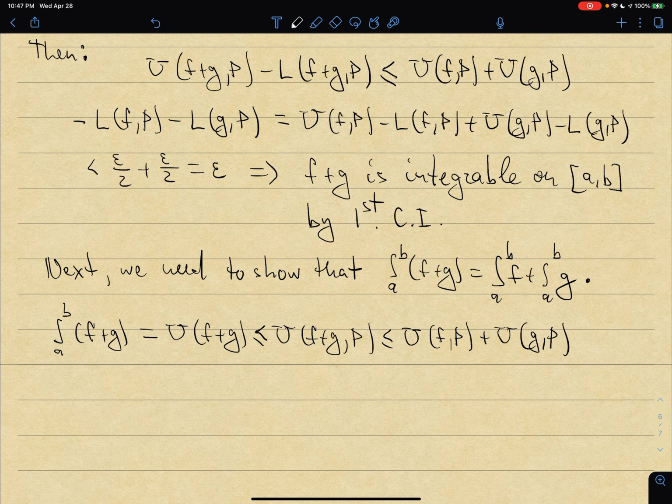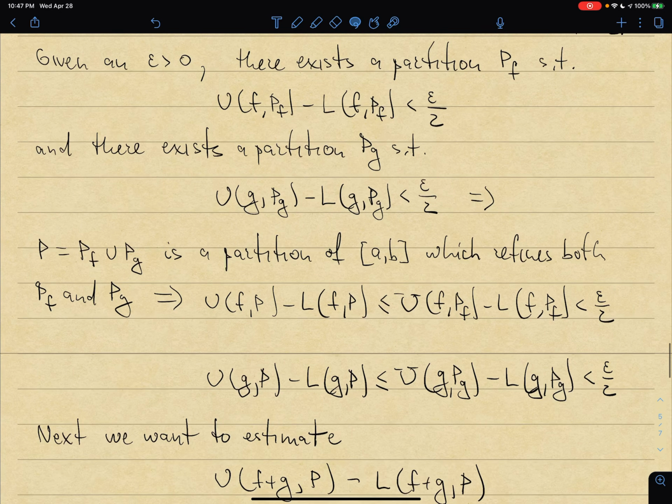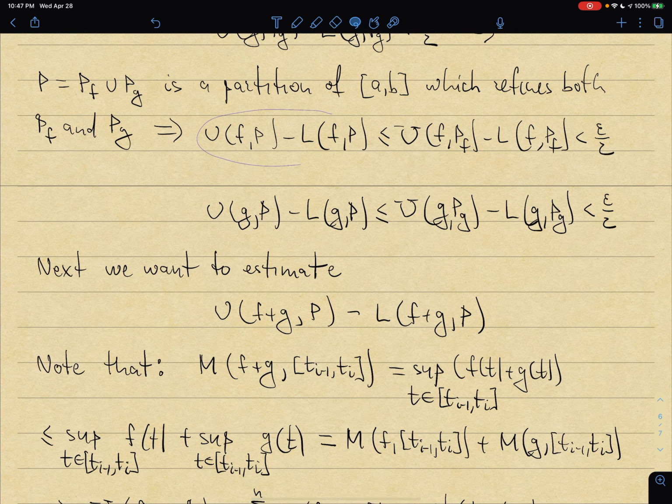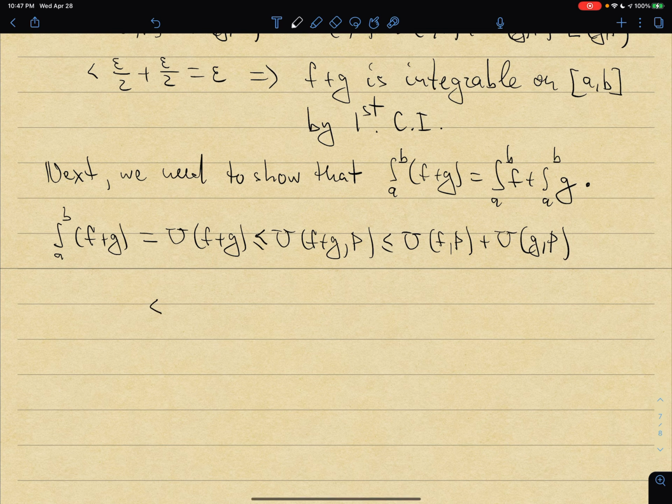So it would be a similar expression to this one, right? We had, let me go back to it again. So U of fP minus L of fP is less than epsilon over 2. So if I add L of fP to both sides, U of fP is less than L of fP plus epsilon over 2. And likewise for U of gP minus L of gP is less than epsilon over 2. So U of gP is less than L of gP plus epsilon over 2. Okay?